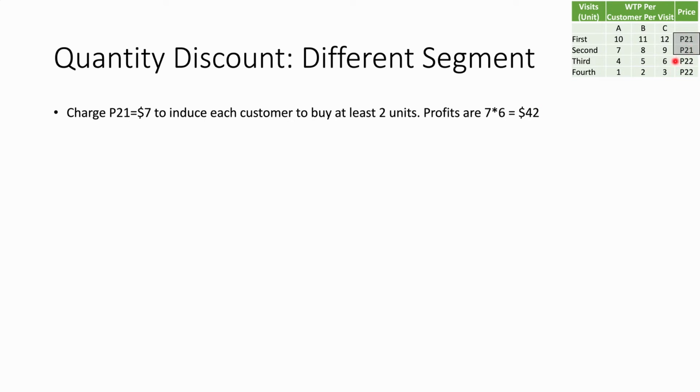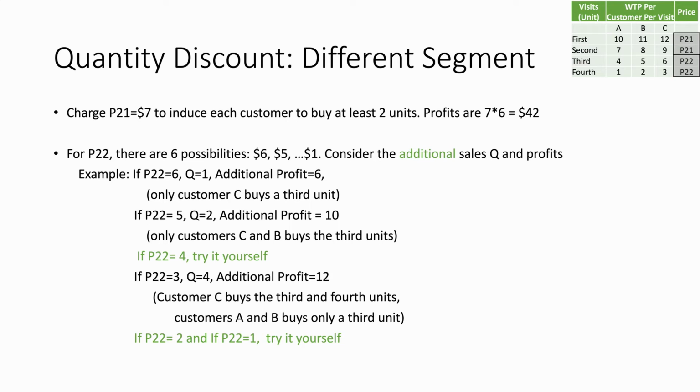Next, we look at P22. For P22, there are 6 possibilities: 6, 5, 4, 3, 2, and 1. And we are going to calculate the profit at each price level to figure out which one gives us the highest profit. For example, when P22 equals 6, the additional demand is 1 additional visit from customer C's third visit. And then the additional profit is $6. If we charge $5 for the third and fourth visits, the quantity of demand is 2. The additional profit is 2 times 5, that is $10.